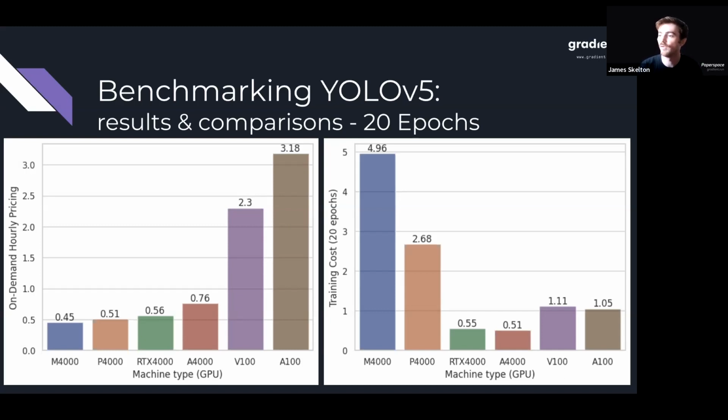So when training YOLOv5 on this relatively small data set for a low number of epochs, we can see that the best choice in terms of cost comes from these newer iterations of the workstation GPUs, the Turing and Ampere workstation GPUs. These desktop GPUs intersect at the lowest values in terms of power and cost, with the A4000 in particular, with its 16 gigabytes of RAM, really excelling.